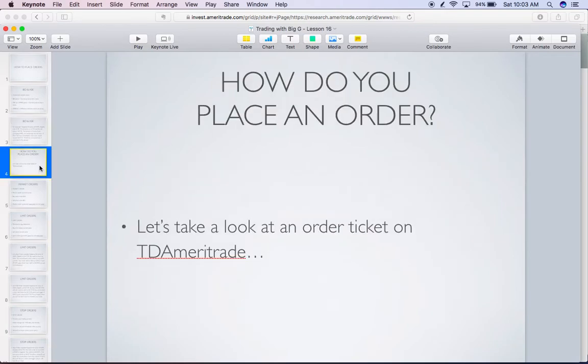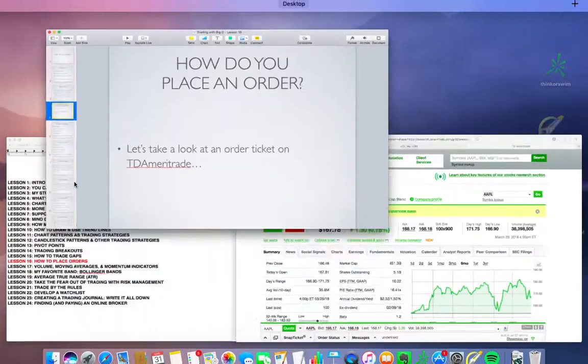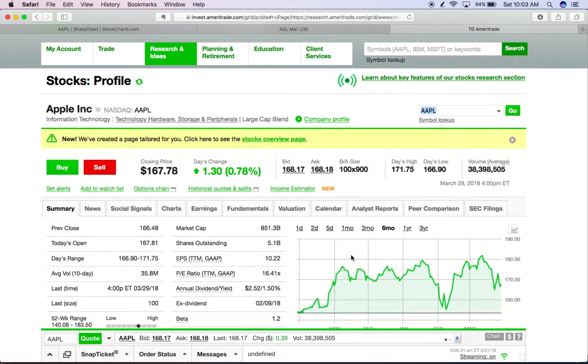Now, how do you place an order? Well, let's look at an order ticket on TD Ameritrade. So let's go back to the TD Ameritrade page here, and we're back on Apple.